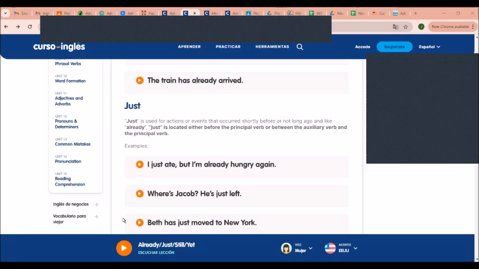All right. Notice where just is located. Like already, we can put it between, but you can also put it before the principal verb alone. Now, of course, it will go between when you have the auxiliary and the principal verb. But if you're using it like we saw in the video in a simple past situation, you put it just before the verb.